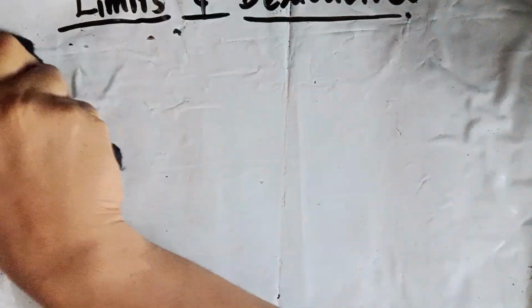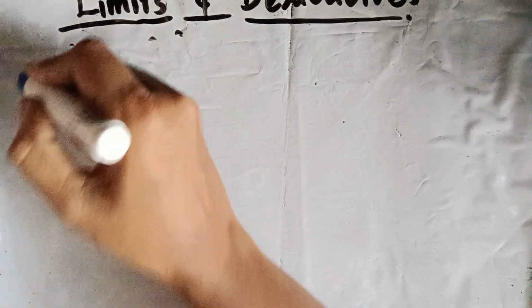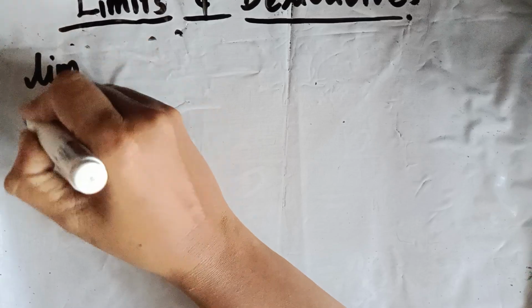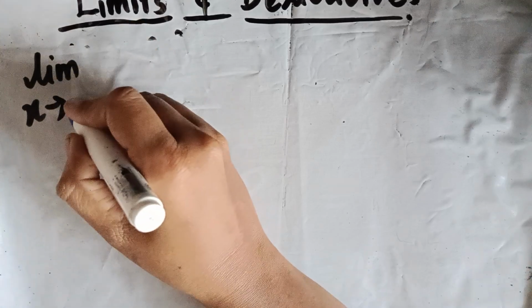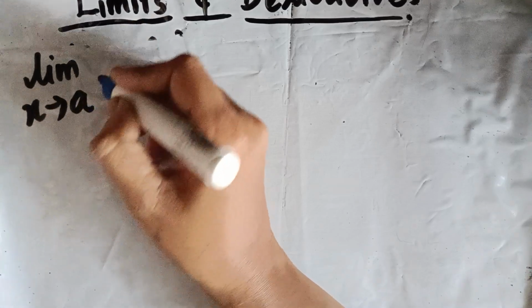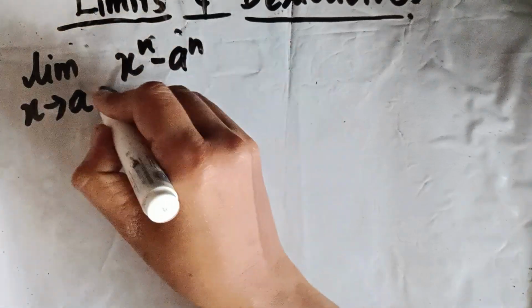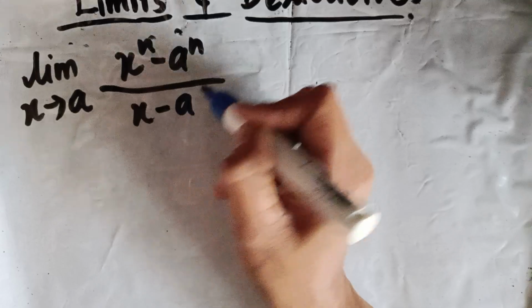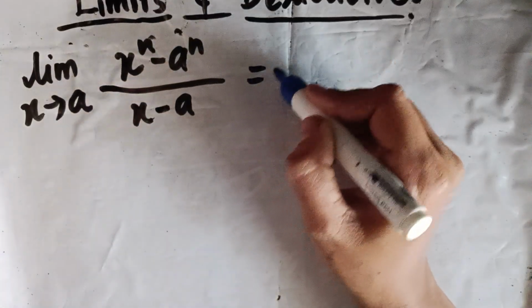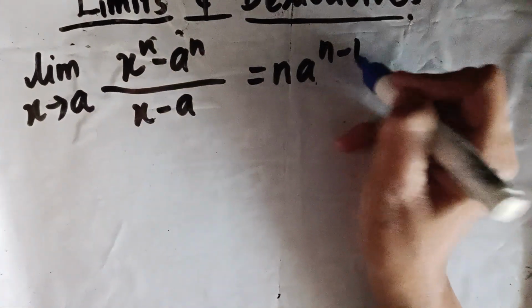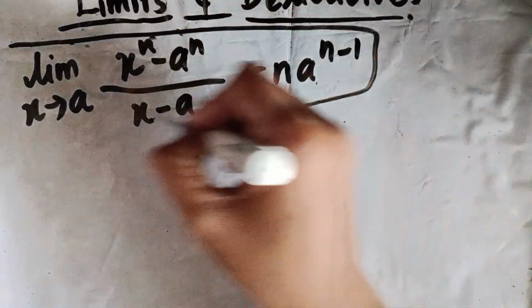Next, we are going to use the standard result. Limit as x tends to a, x raised to n minus a raised to n upon x minus a is equal to n a raised to n minus 1. This result we are going to use.